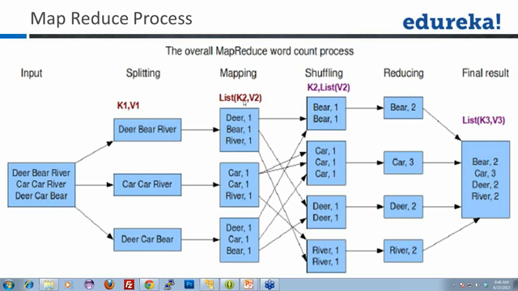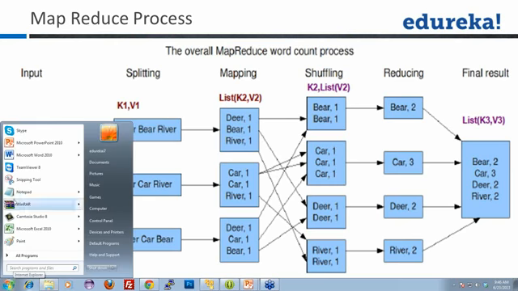We create a list of key value pairs in the mapping stage, just a list of key value pairs. Then after shuffling, you create a key and a list of values. So basically the key is this, bear, and a list of values. So let me explain that on Notepad as well, how it will actually look.